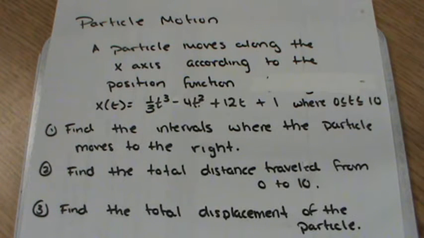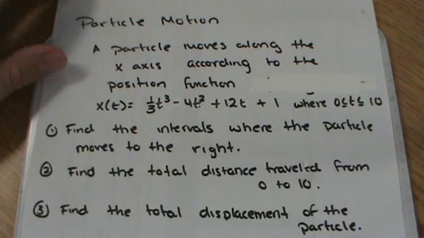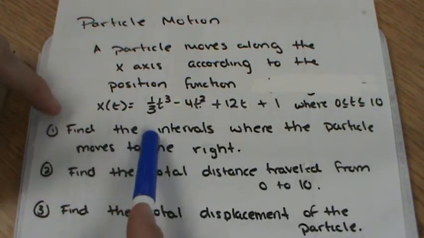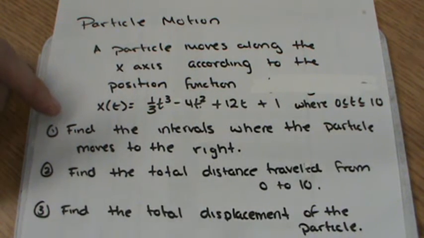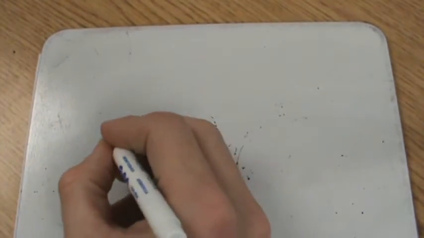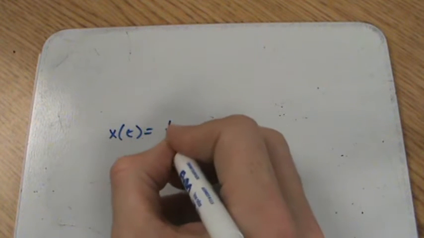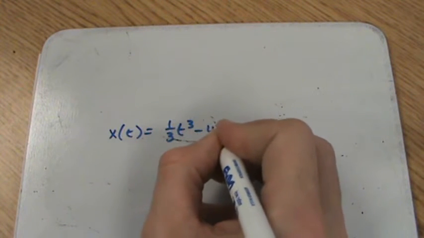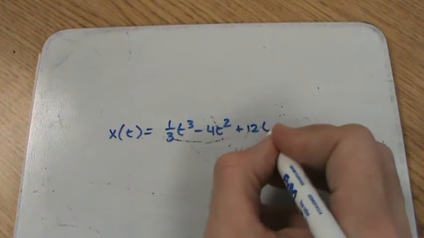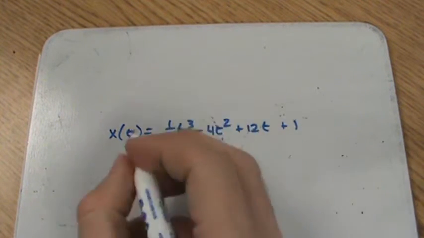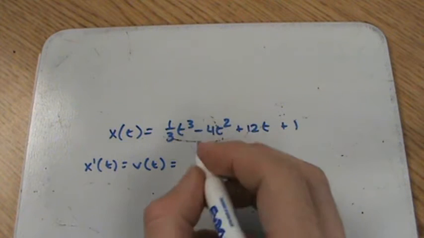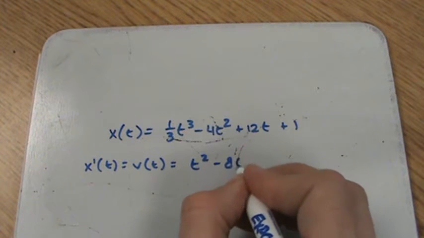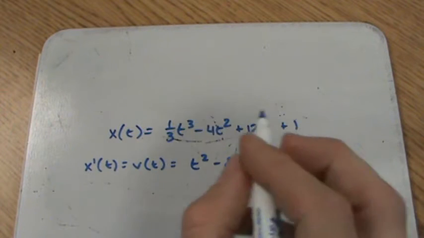So let's start off with where it moves to the right. What we got to remember is that this is a position function. So if we were to take the derivative of that, that gives us a velocity function. So let's go ahead and take the derivative of this and get a velocity function. So our function is x of t equals 1/3 t cubed minus 4t squared plus 12t plus 1. And if we take the derivative, which is our velocity, we would end up getting t squared minus 8t plus 12.